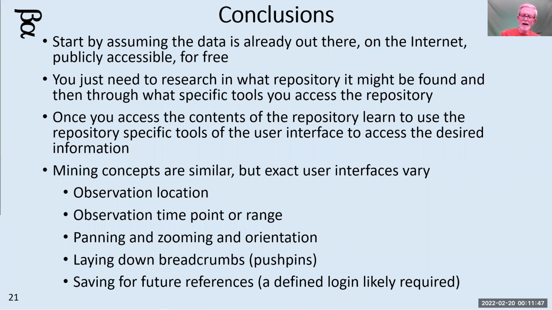The tools that you might use would seem similar, but the way in which you use them through an interface may be a little different. But the concepts of how you mine the data are the same. What do I want to look at? Where am I observing it from? What time point or range do I want to look at? How do I get around? How do I pan, tilt, zoom, rotate, those kind of things? And then how do I lay down breadcrumbs?